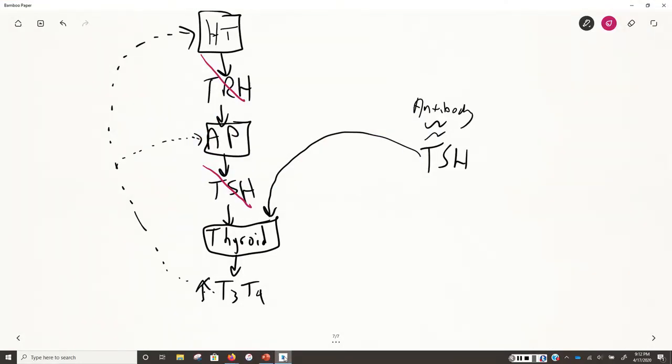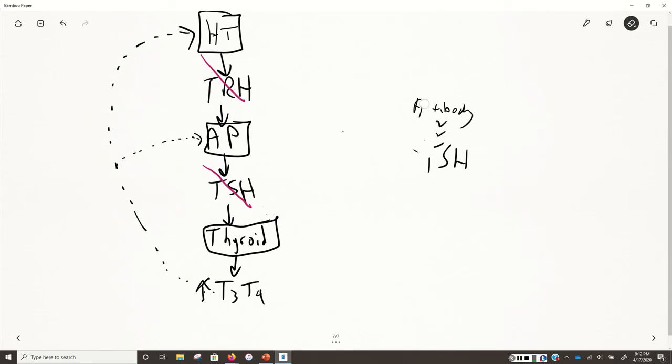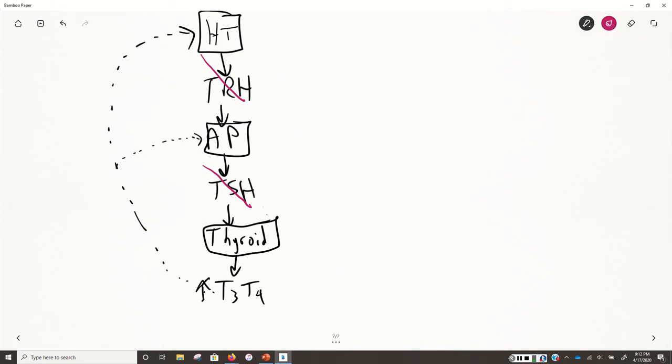Instead of the antibody, let's see what happens in some types of hypothyroidism. The thyroid stops making T3, T4. T3, T4 levels are down because the thyroid has something wrong with it. So we do not feed back.